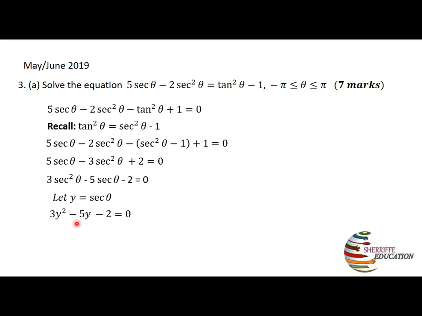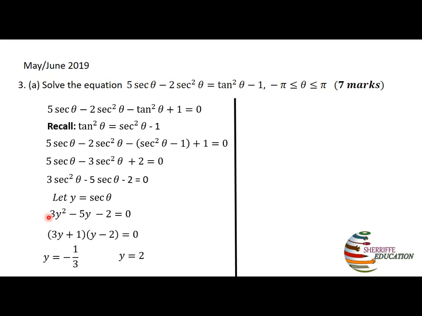So we can rewrite our equation, replacing sec theta with y, and we would have 3y squared minus 5y minus 2 is equal to 0. Remember, y is equal to sec theta, so sec squared theta is just y squared. So 3 sec squared theta is just 3y squared. Factorizing gives us 3y plus 1 times y minus 2 is equal to 0. And we can solve for y and see that y is equal to negative a third or y is equal to 2.